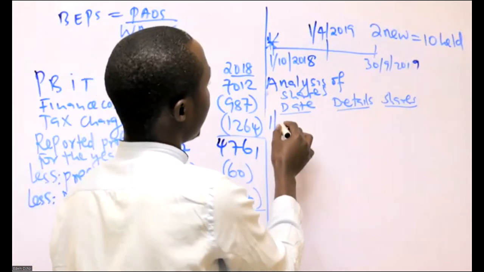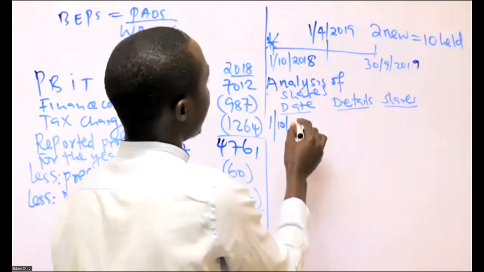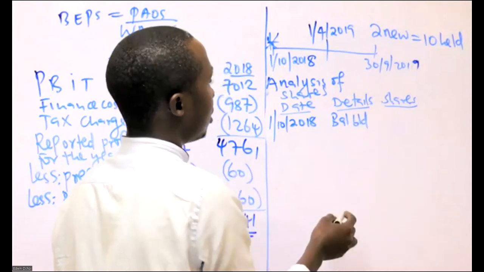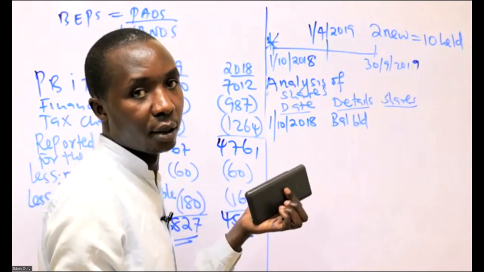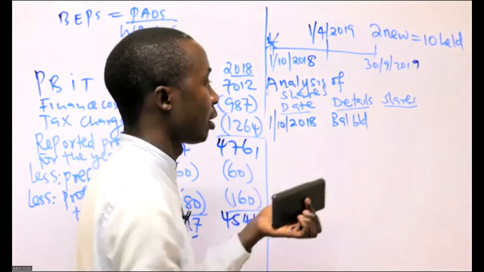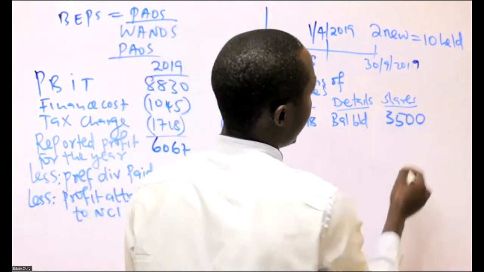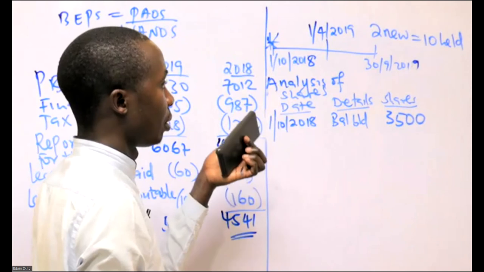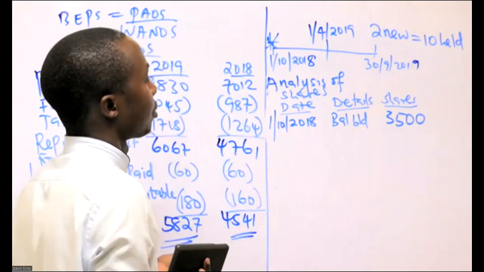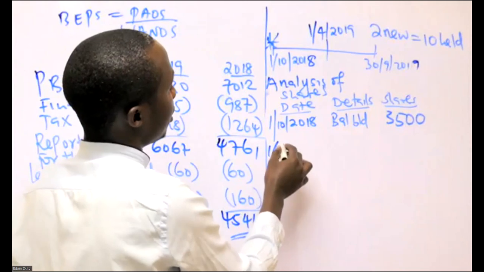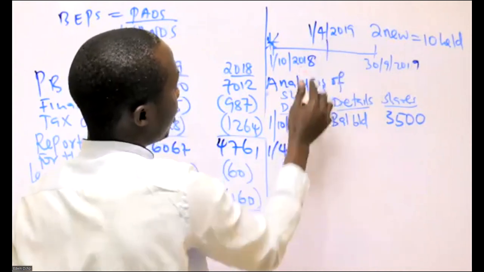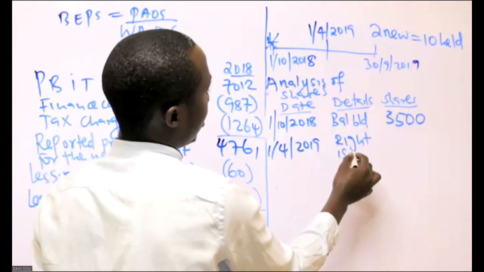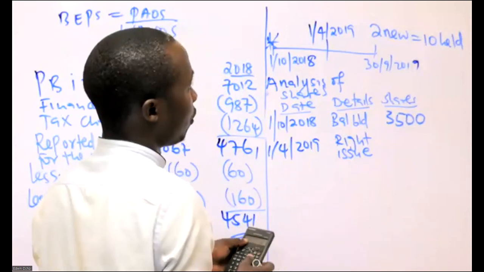Our financial year starts on 1st October 2018. So the balance brought down, the shares from the previous year, the 3,000 plus the 500, so we have 3.5. The one from the previous year. Then on April 2019, they made what? A rights issue. In which proportion? 2 for every 10 held.